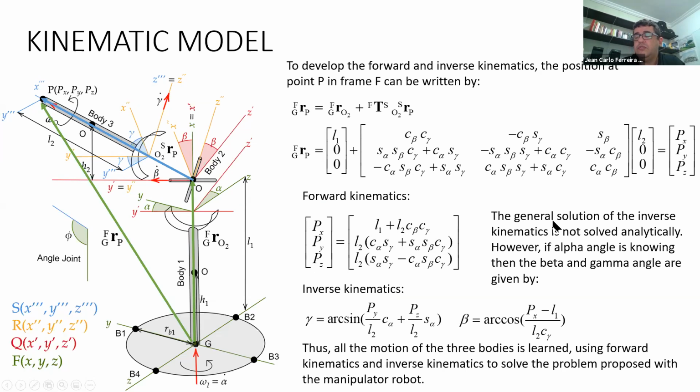Well, the general solution of the inverse kinematics is not solved analytically. However, if the alpha angle is known, then beta and gamma are given by this expression. Then it's possible to calculate the inverse kinematics in this case. Then all the motion of the 3 bodies is solved using forward kinematics and inverse kinematics to solve the problem proposed with the manipulator robot.